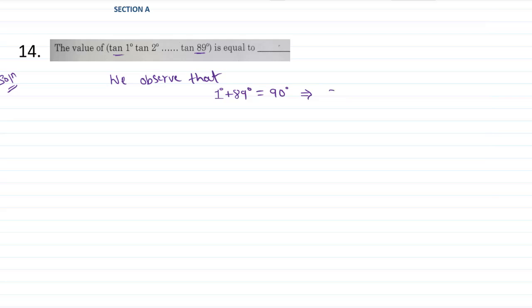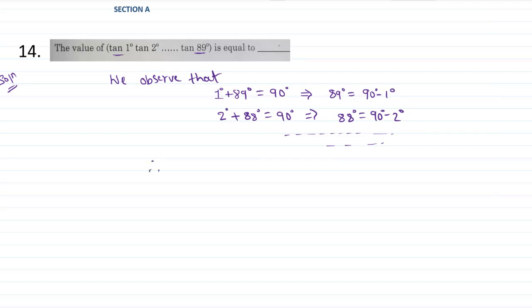Now if we consider 89 degree, then it is equal to 90 degree minus 1 degree. Transpose 1 to the RHS part. Similarly, the second term, that is 2 degree, plus the preceding term of 89 degree, that is 88 degree, is equal to 90 degree again. This may be written as 88 degree is equal to 90 degree minus 2 degree, and continue the process.